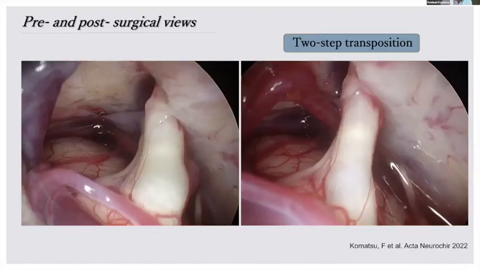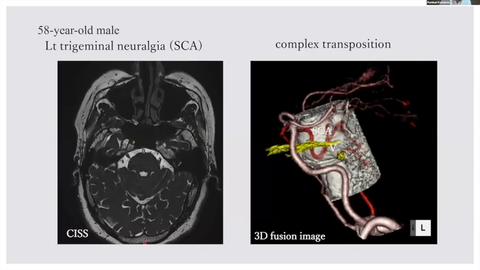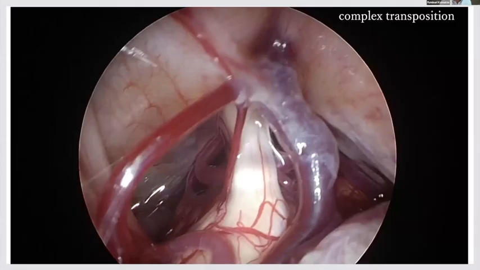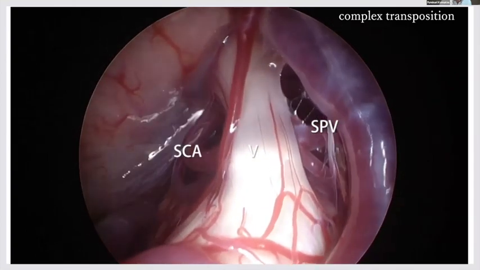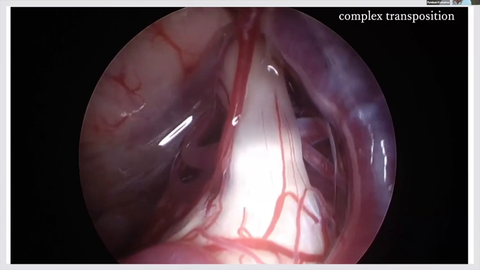Pre and post-surgical view as shown here. This is reported in the international article. Also, a similar case. I think the offending artery is the SCA, and the rostral and caudal trunks compress the trigeminal nerve severely. The video is shown. We can see the two branches of the SCA.